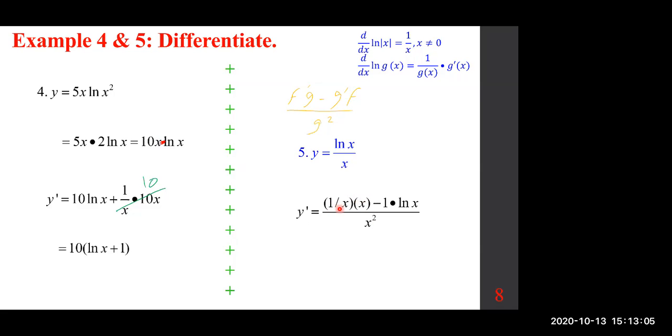These two, the product is simply 1. So 1 minus ln x over x squared. I hope everybody is clear as to how we arrive at it. Okay, it's pretty straightforward, everybody.